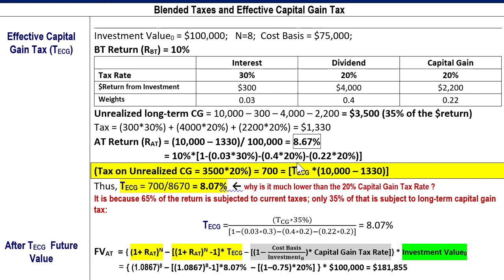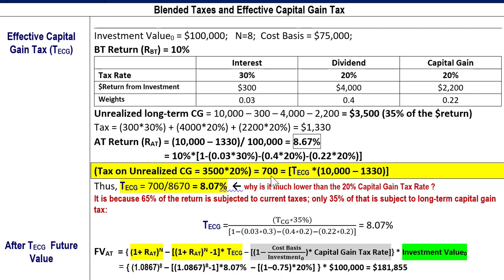Why? Because here all the tax you are paying, 1330, is undervalued, because you only pay part of that, 65% of your total growth. There's 35% you haven't paid yet. So 35% is equivalent to $3,500 that you're not paying. You're going to pay in the future, but you still owe the government.